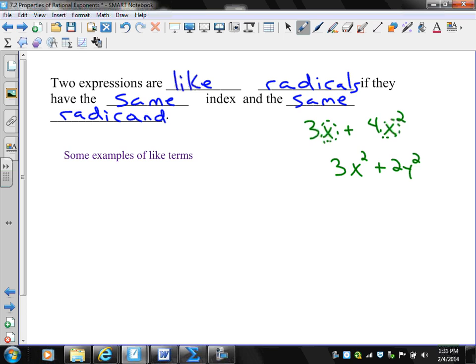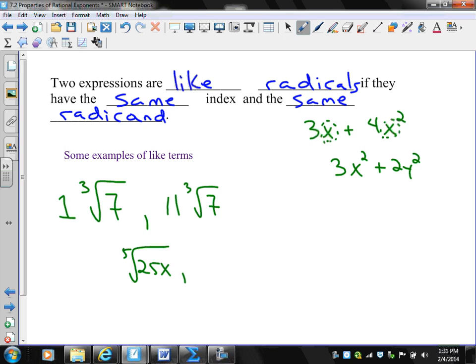Our radicands are different. So some examples of radicals that are like terms is something like the cube root of 7 and maybe 11 cube roots of 7. Right? So we can add 1 cube root of 7 with 11 cube roots of 7 and get 12 of them. Or we can have something like a fifth root of, let's say, 25x, and we can have 6 fifth roots of 25x. Those would be like radicals as well. Again, their indices are the same, the radicands are the same, and so we say that they're like radicals.